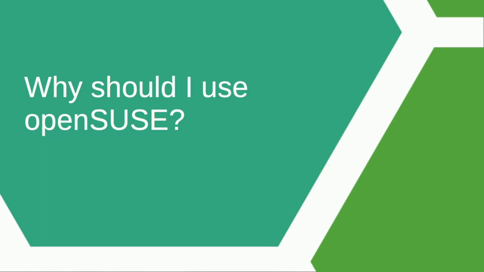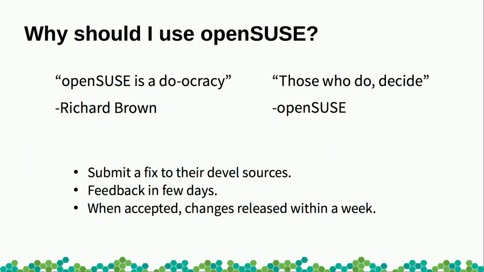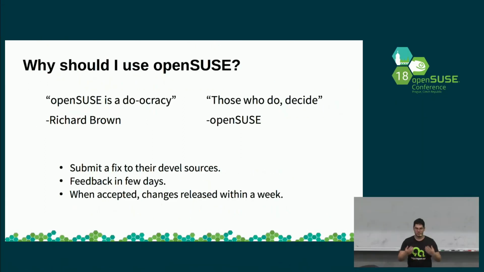Now, why should I use openSUSE? One idealistic thing is that even if openSUSE is a community which has a board, they don't decide the future of the distribution by themselves. So they don't say, we want to use this behavior, we want to use this thing. I like a terminology that Richard Brown used. This is a do-ocracy, because those who do, decide. So they let the contributors lead how openSUSE, Tumbleweed, and Leap are going forward.